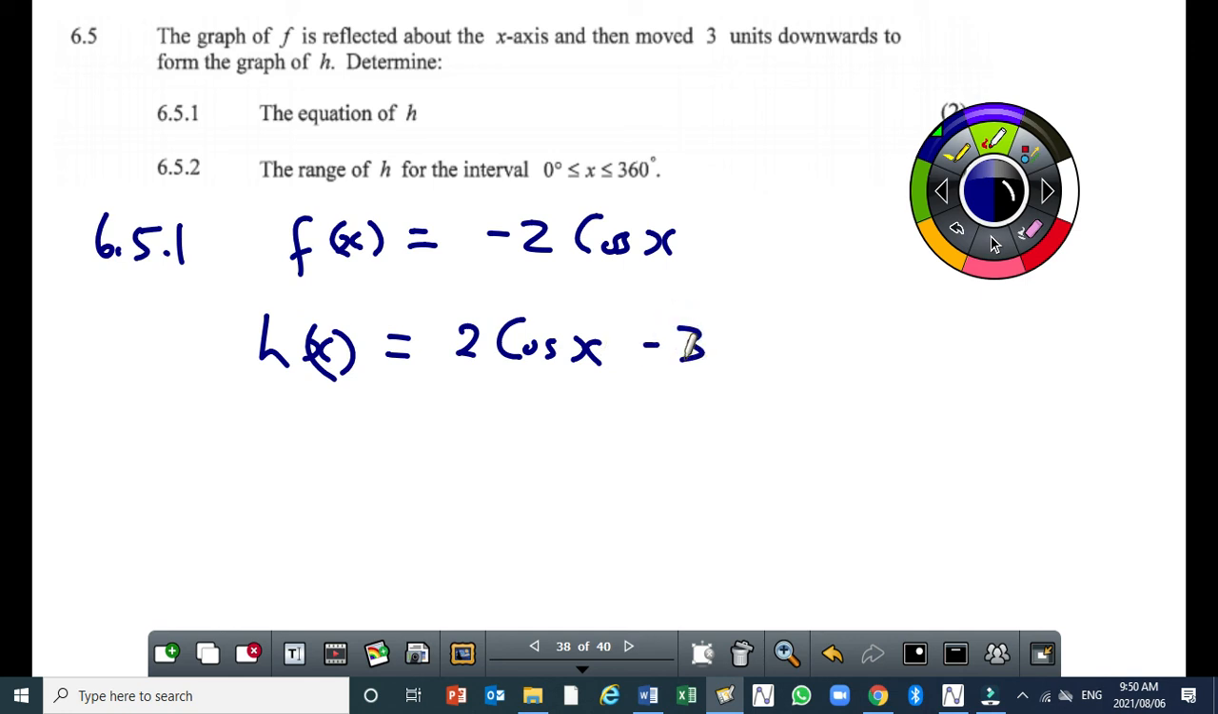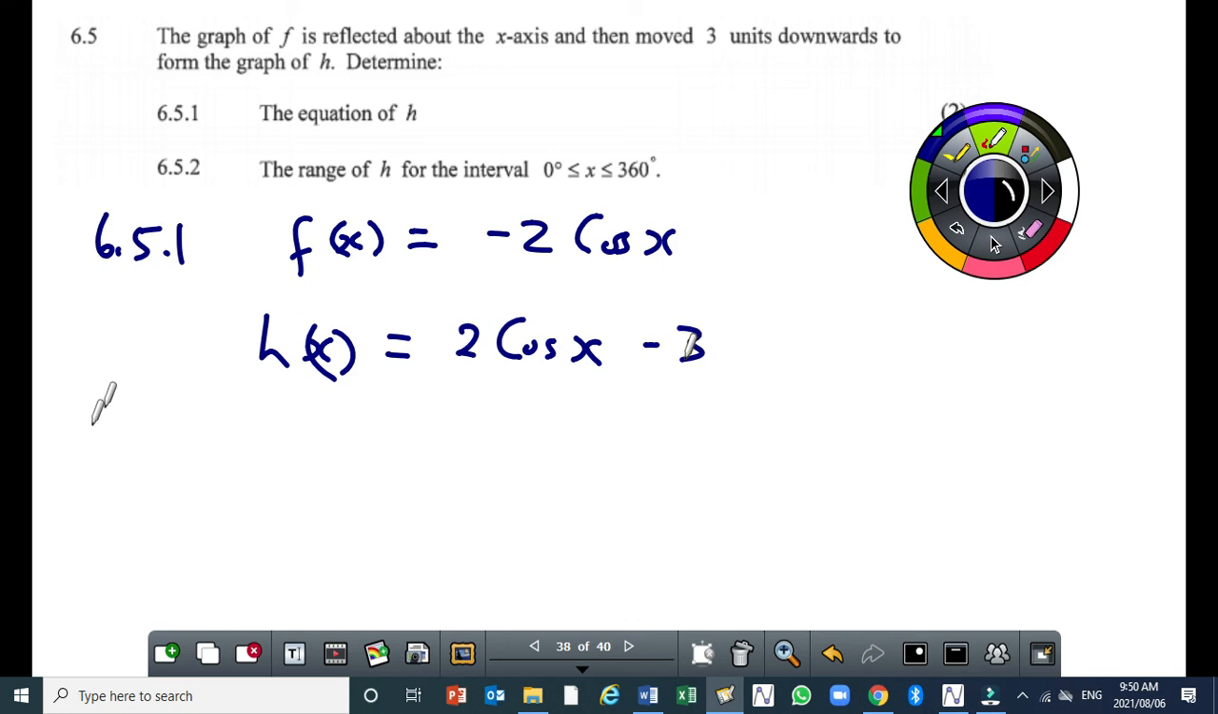Okay? That should not be very complicated to do. You reflect f of x about the x-axis. If there was a minus, like in this case, the negative 2 converts to positive 2. If there was a positive 2, it becomes a what? A minus 2. Are you following that? Then you move the graph downwards by 3 units. We know that a translation downwards is a negative. That's why I put the minus.